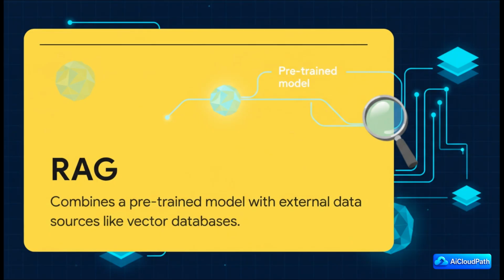You connect it to an external source of information, often a special kind of database called a vector database, that can instantly find relevant context. The model can then look up live, up-to-the-minute information on the fly to answer questions.